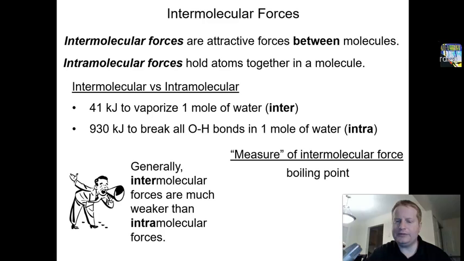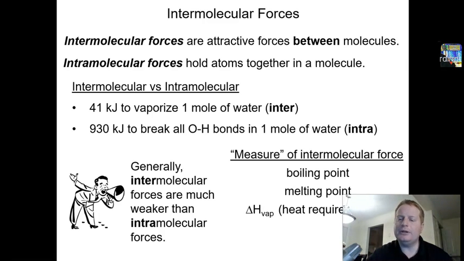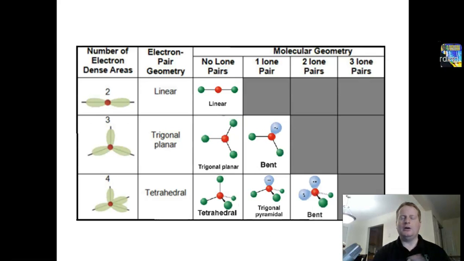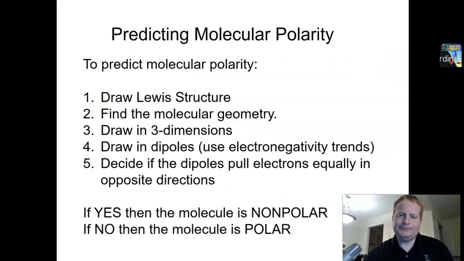Some examples of things that intermolecular forces affect are boiling point, melting point, heat of vaporization, and heat of fusion. We'll learn about these later. Okay, this is going to be important in a moment in understanding when we talk about whether a molecule is polar or not. So I might jump back to this in a second.